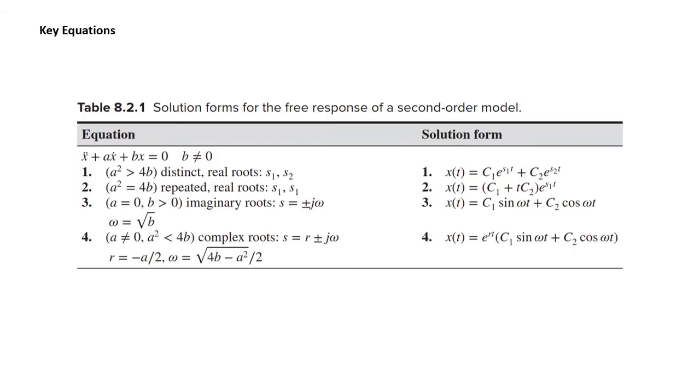Before I begin my solution, the first thing I do is find my key equations. For my key equations, I can reference back to table 8.2.1 in our textbook. This is the solution forms for the free response, which is what we're looking for, of a second order model here. I have my general equation right here, given as x double dot plus ax dot plus bx is equal to 0, where b is not equal to 0. And I have 4 different cases here for what my a's and b's are according to that equation and the corresponding solution forms for all 4 of those.